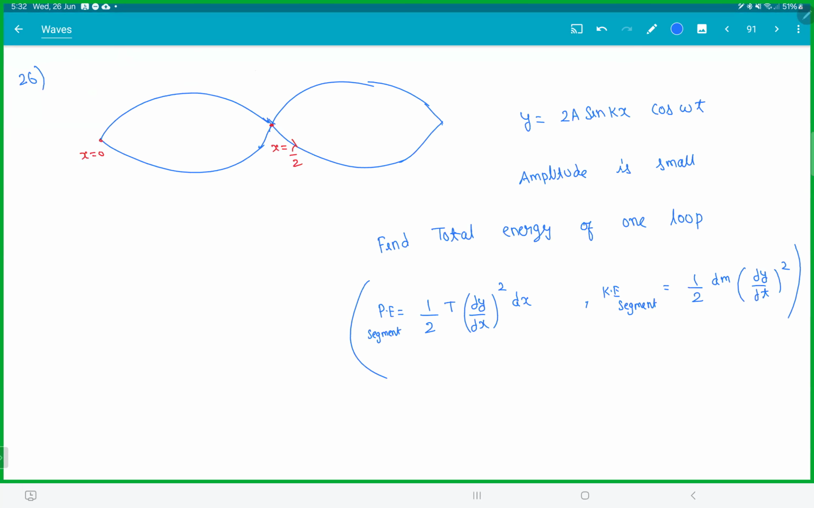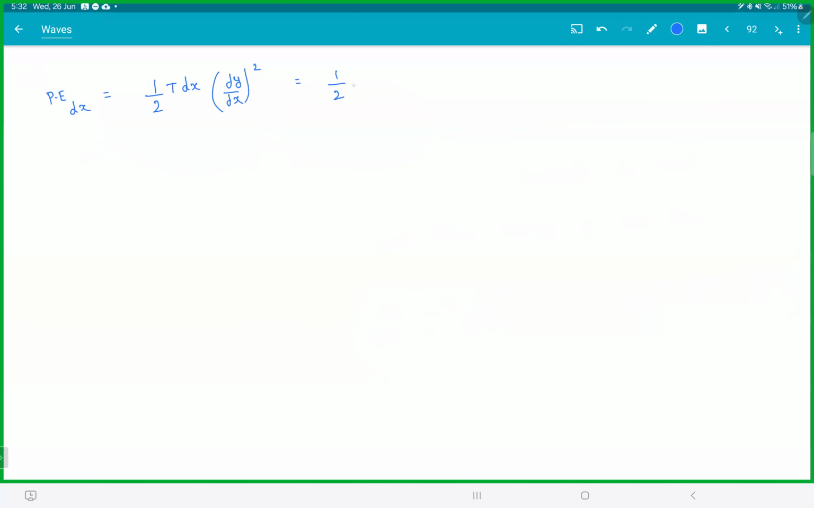And we know here y is equal to 2a sin kx cos omega t. It's a partial differentiation. Tension is mu into v square into dx. And this would be 2a k, sine becomes cos kx, cos remains cos omega t only, whole square. And v square k square would be omega square, so that will be 4 mu a square. We have done something similar there. dx cos square kx cos square omega t.